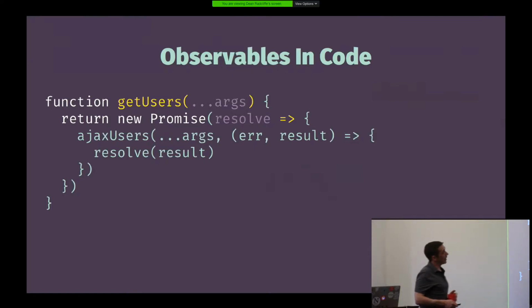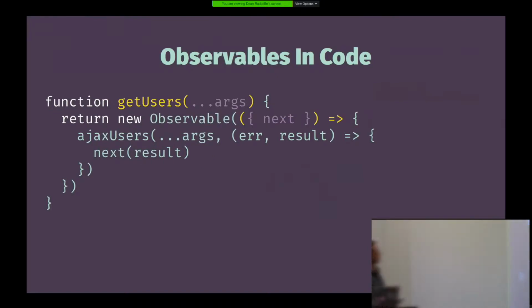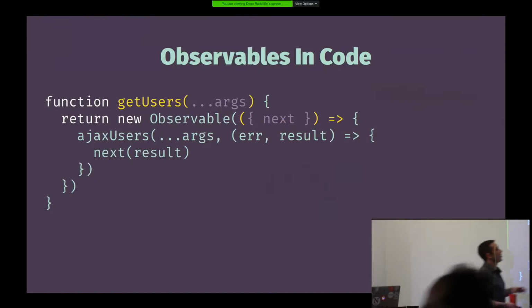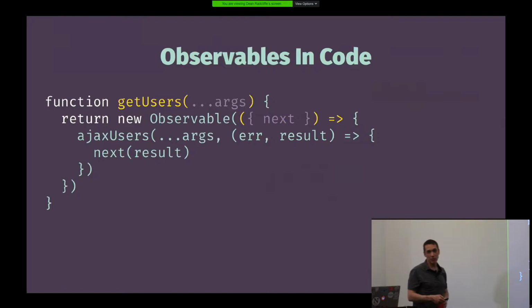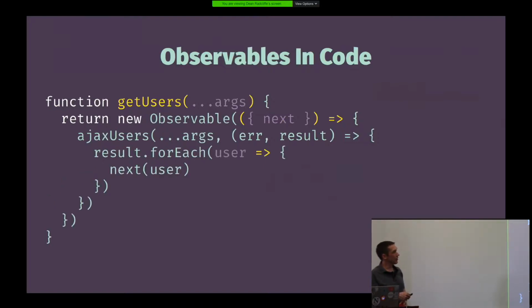This is what good promise code looks like, arguably. And good observable code is very, very similar. Watch this. See that? So with observable, you get an object that has next, complete, and error. We're only showing next in this case. And you just call next result, right? If you use promises, you can use observables.